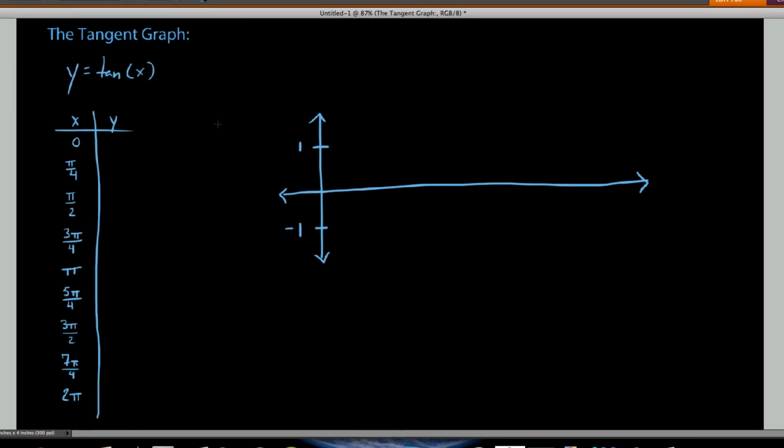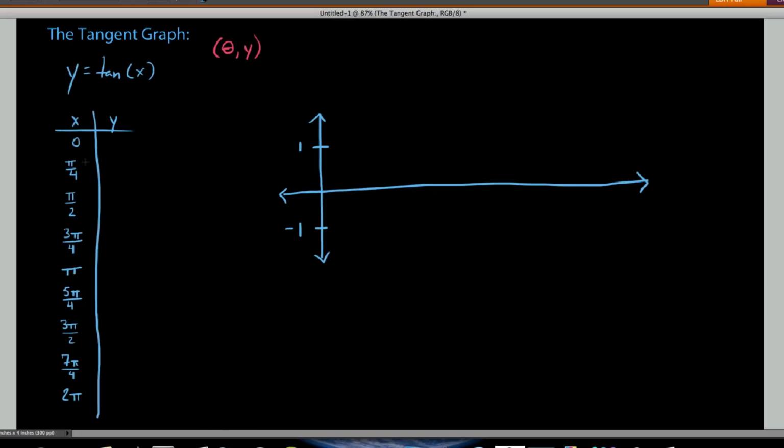Okay, YouTube, in this video, this is going to be an introduction to the tangent graph, or the graph of y equals tangent of x, where, again, x represents some angle. So all the points on this graph, I want you to know, represent some angle that we're plugging in, and then some y value you get when you take the tangent of that angle.